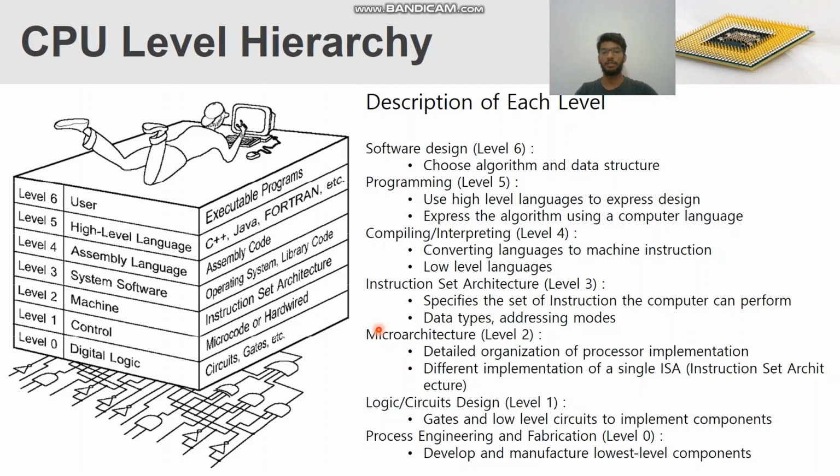Moving on to the next level of abstraction, which is the instruction set architecture design level, level 3. This level is the interface between the hardware design aspect and the software design aspect of a CPU architecture. On this level, a designer has to specify the set of instructions that the computer can perform, and the instruction data types and addressing modes that the CPU architecture supports.